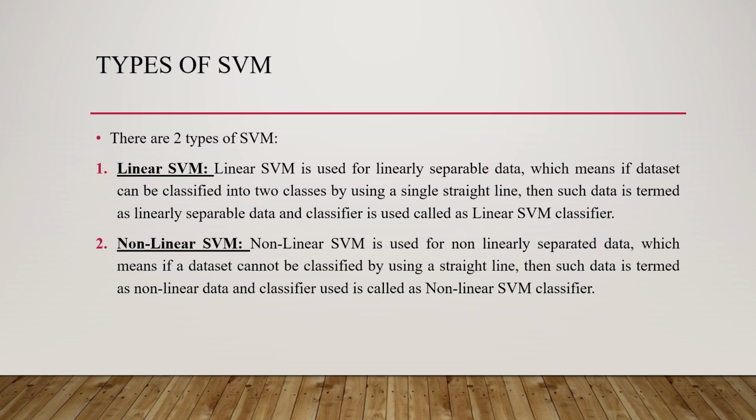Next, let us discuss the types of SVM. One is the linear SVM and another one is the non-linear SVM. Linear SVM is used where a straight line is enough to differentiate the two classes for the given data, then we call it linear. If the data points are not linearly separable, meaning the dataset cannot be classified using a single straight line, and we require more than one straight line, then we call it non-linear.